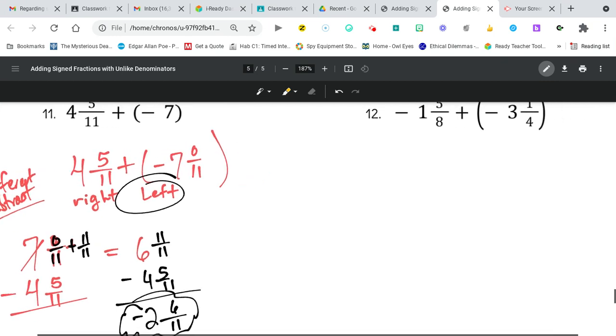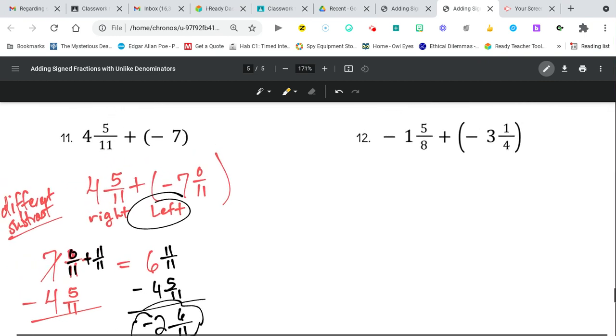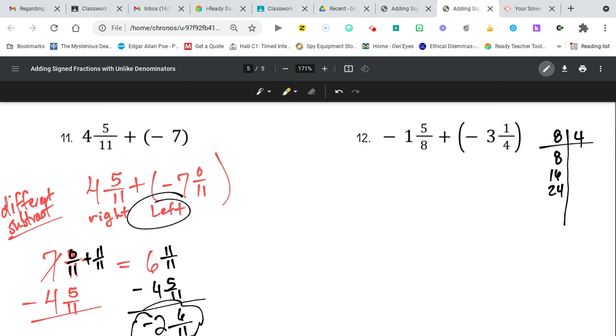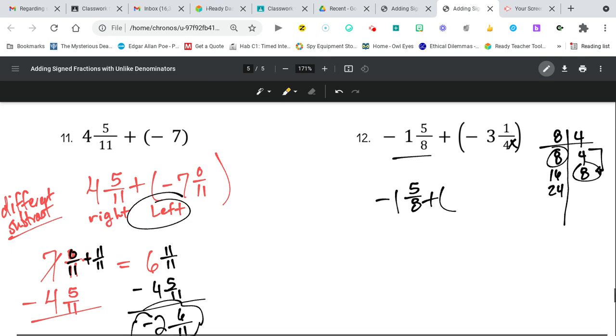Okay, let's take a look at 12. Here I have 8ths, and I have 4ths. 8, 16, 24. Here you have 4, 8. I'm going to stop. My common denominator is 8. My least common denominator is 8. This is already over 8, so I write it back down. Here I get to multiply this by 2.